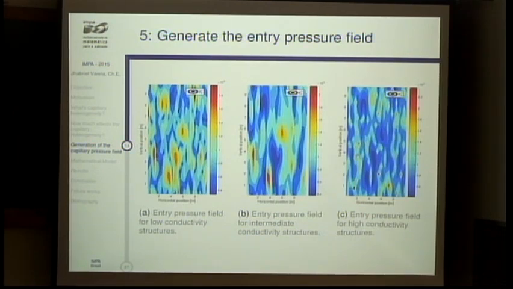Here we have the heterogeneous entry pressure field for the low conductivity structures, the intermediate conductivity structures, and the high conductivity structures. And it's worth mentioning that if we have low conductivity structures, we will have higher entry pressures. Okay, so as we can see in figure A, we have the bigger values of entry pressure, and in figure C, which corresponds to the high conductivity structures, we have the lower values of entry pressure.